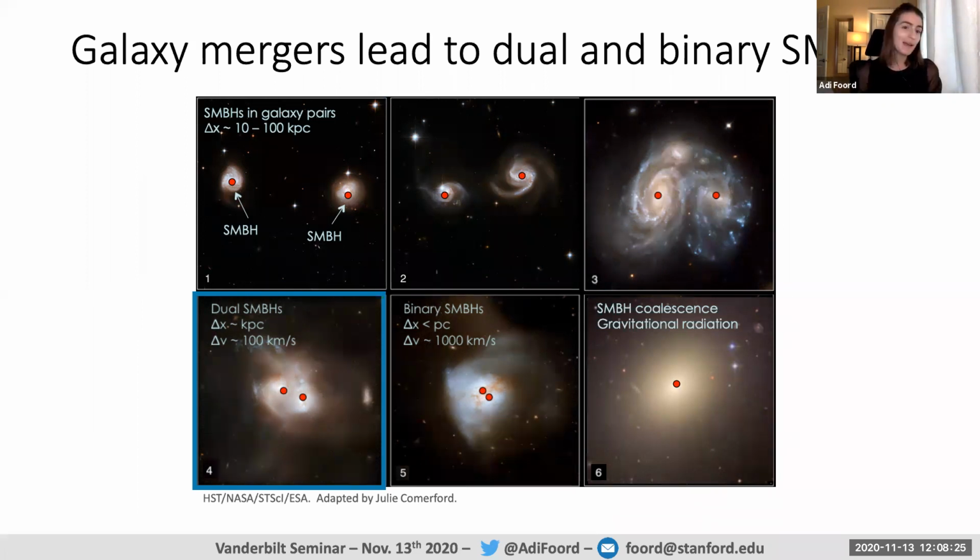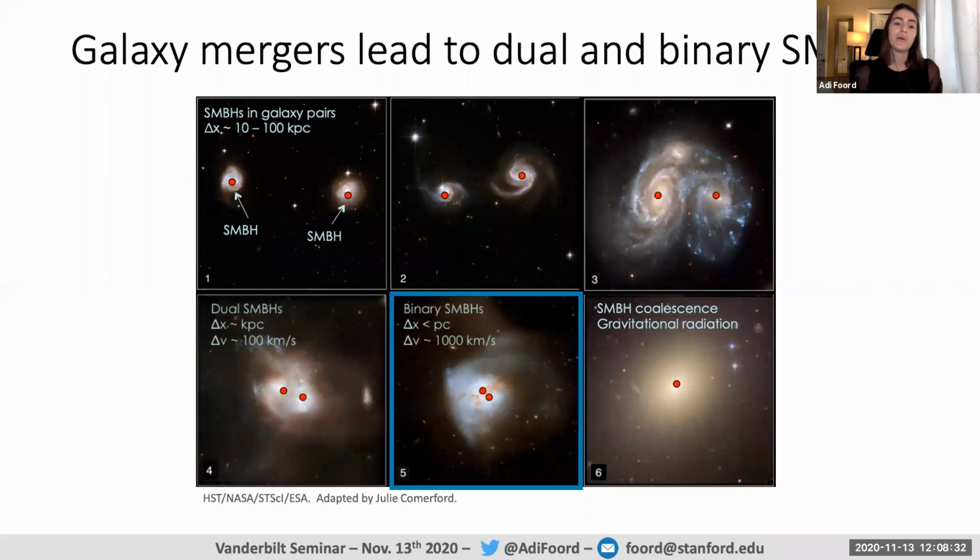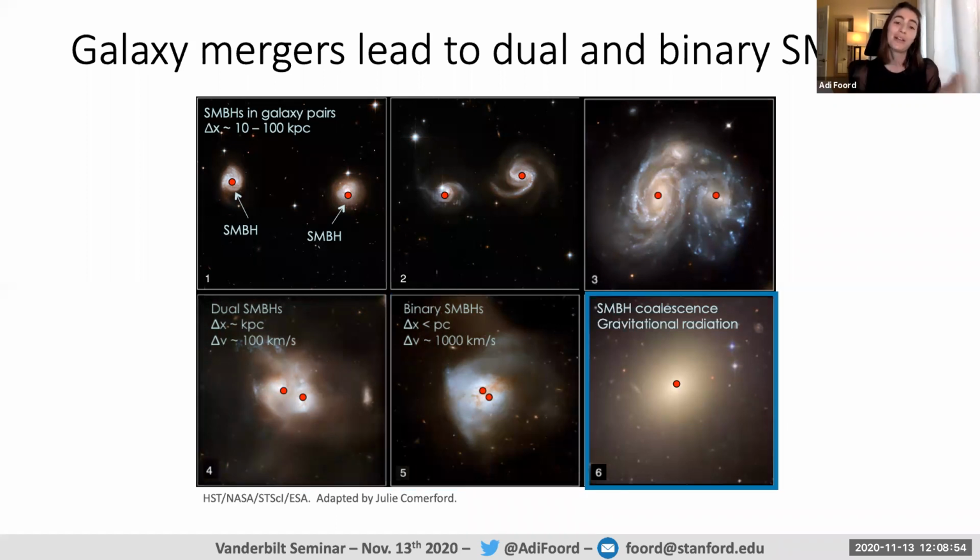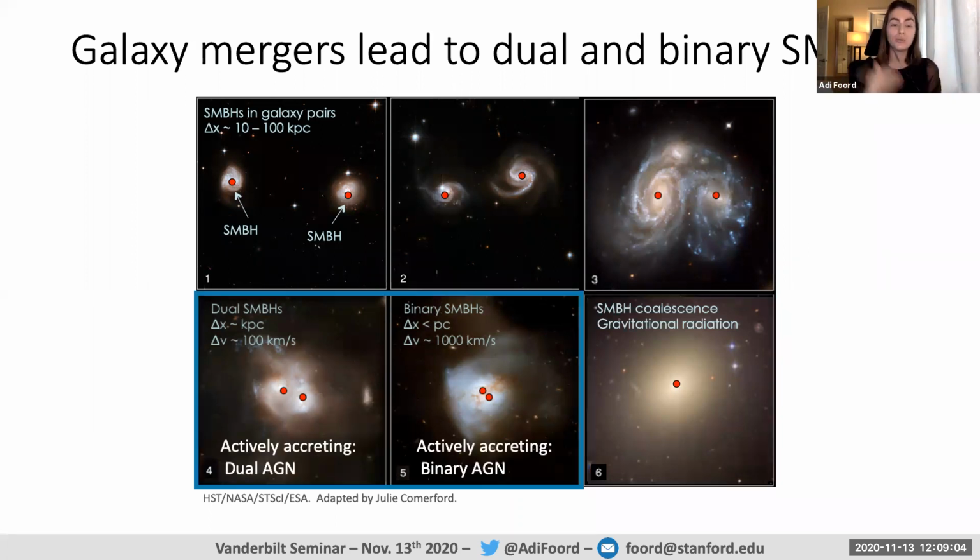With time, you may expect the two black holes to continue moving toward one another, and they may eventually become gravitationally bound. In this phase of the merger, the two black holes are parsec scales or less apart from one another, and the main mechanism of energy loss is now three-body interactions with nearby stars. In this phase of the merger, you can classify it as a binary supermassive black hole. And then eventually, you may expect the two black holes to get close enough to one another that gravitational radiation dominates as the main mechanism of energy loss, and the two black holes may coalesce. For both the dual supermassive black hole phase and the binary supermassive black hole phase, when both of your black holes are actively accreting, you can classify the systems as dual-AGN and binary AGN.